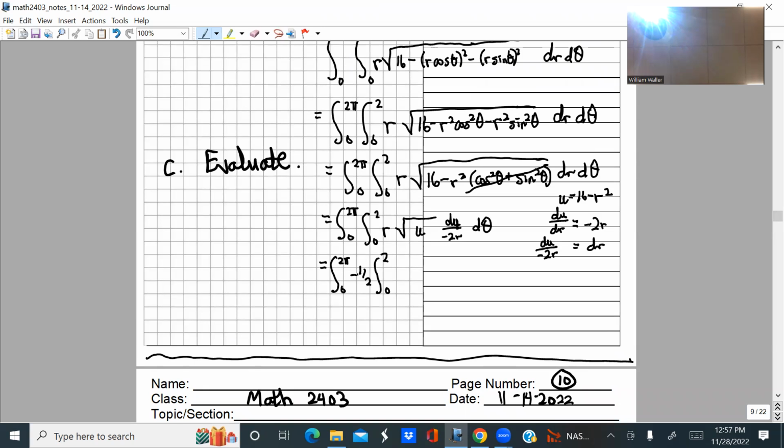I should probably put in some grouping symbols, but okay, factor out minus 1/2. And then what's left under that first integral is just what? The square root of u du. And then here's the d theta. And so what's the antiderivative for that?